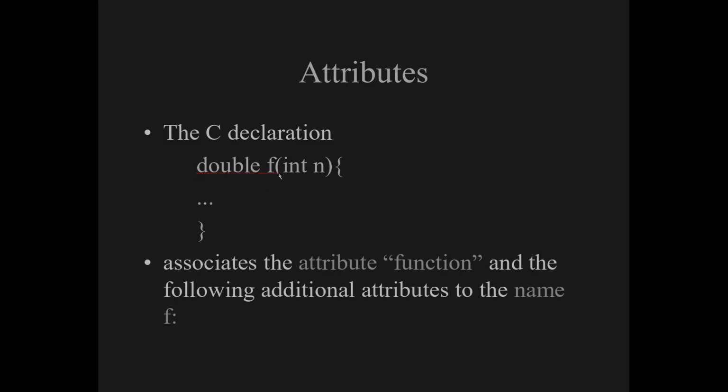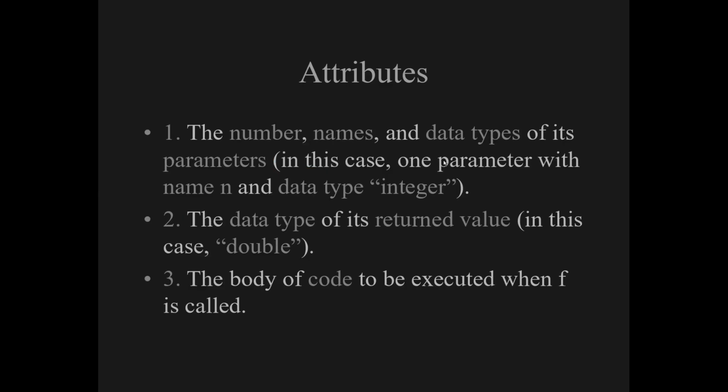Now, this declaration is for a function. It associates the name f with the return type double and these parameters, in this case only one parameter, which is of type int and of name n, and it also associates this bit of code with f. Okay, so let's read this now. Same thing as what I just said.